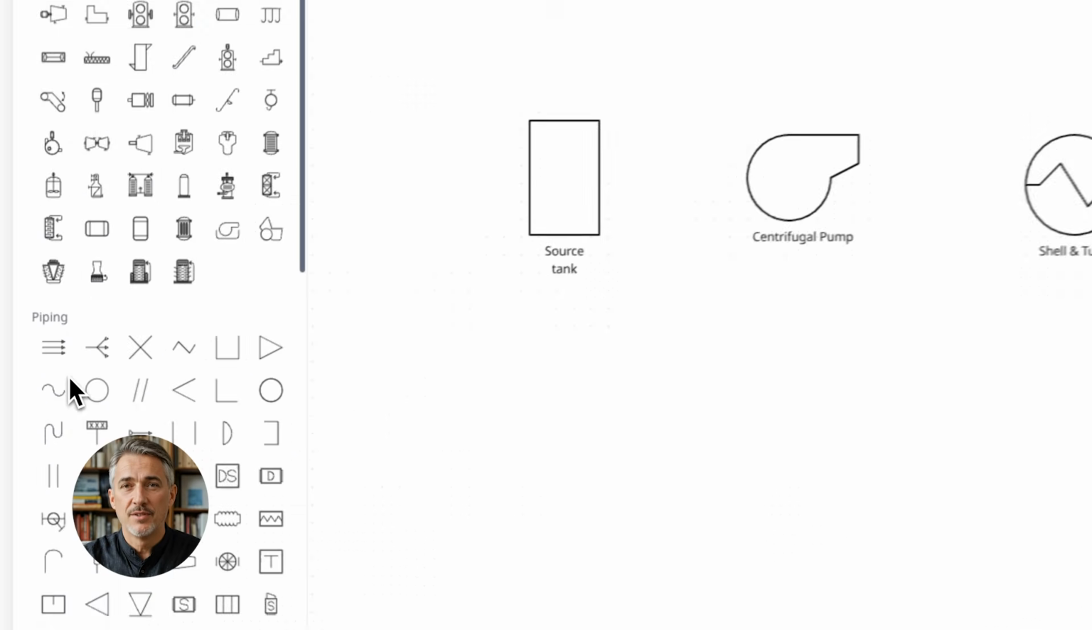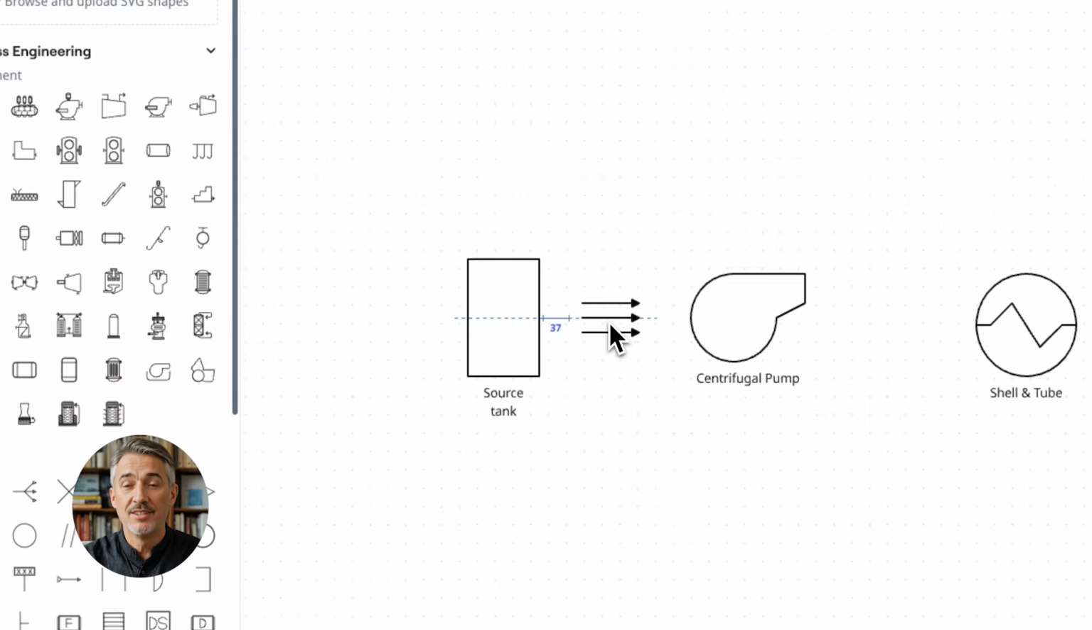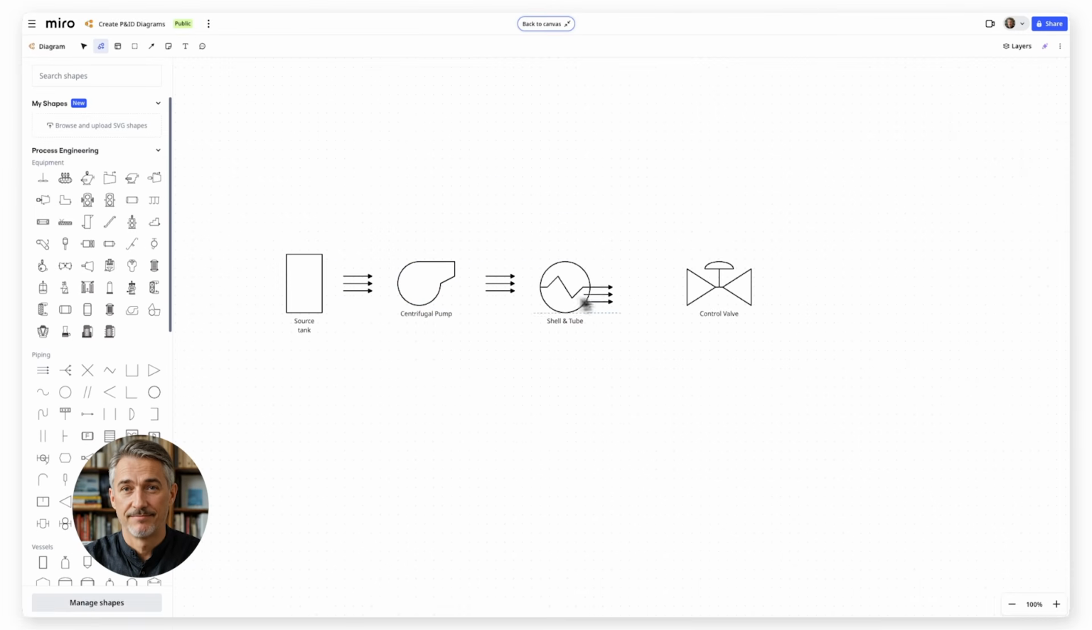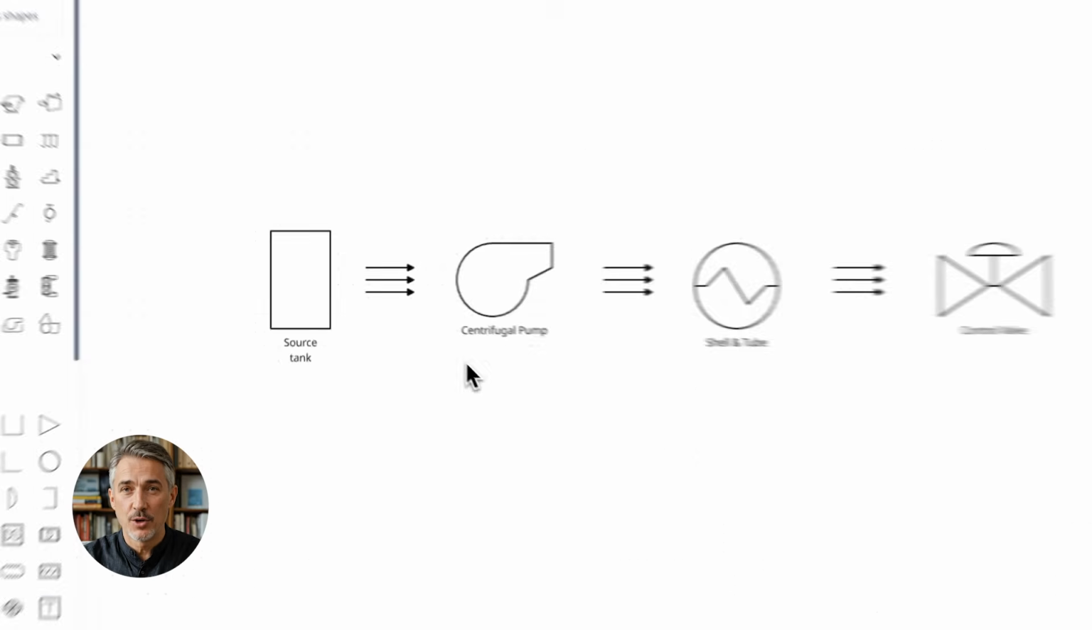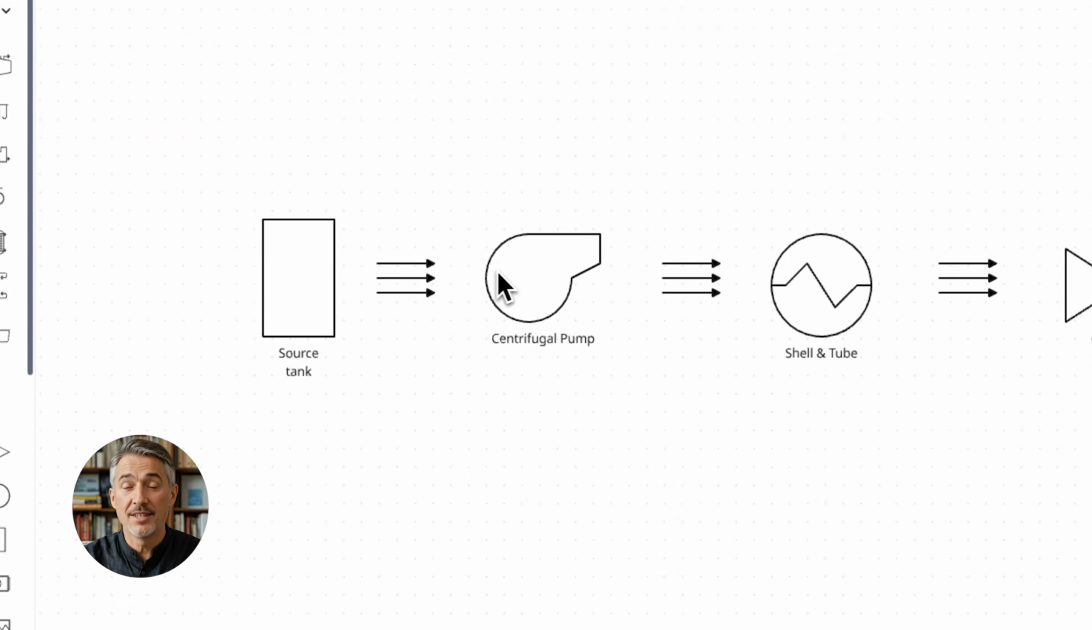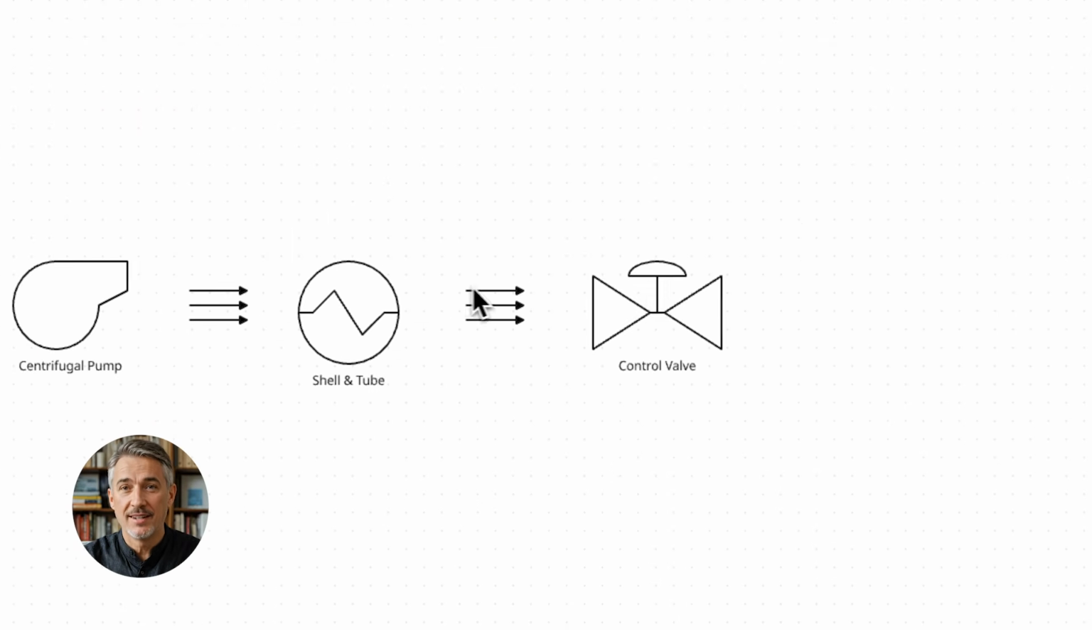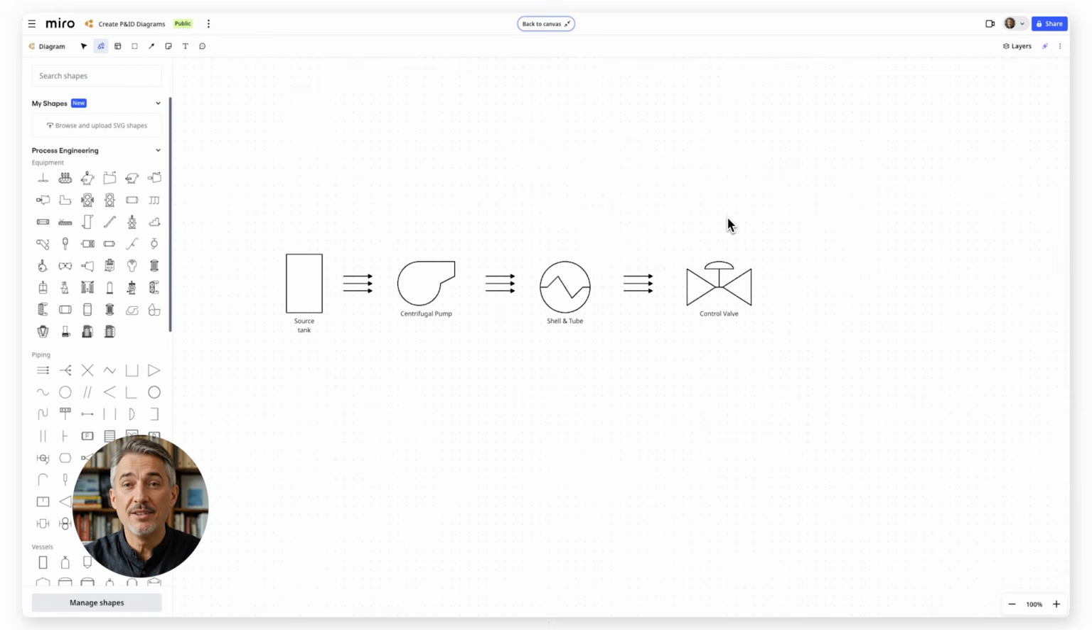Connect these components using piping lines with arrows to show process flow direction. Your P&ID now shows source vessel to pump to heat exchanger to control valve. A standard process flow anyone in the industry can read.